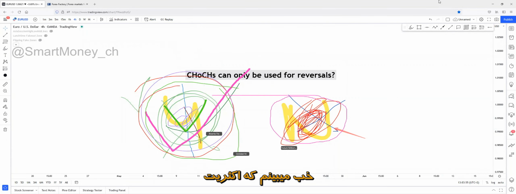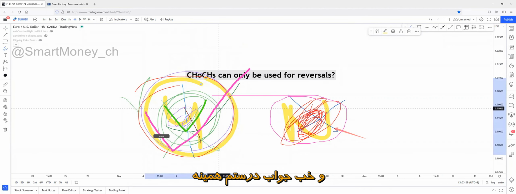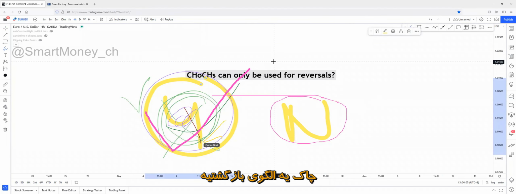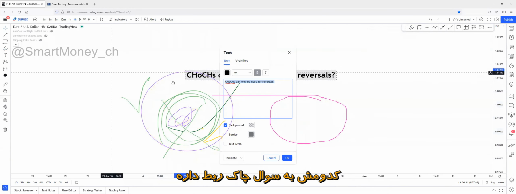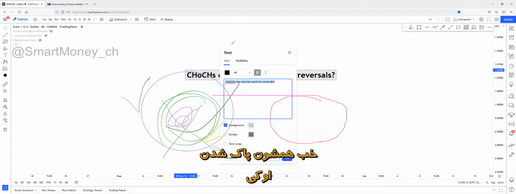Okay. So I saw that the majority of you guys have voted yes. And that's the correct answer. So change of characters can mainly be used for reversals only, because change of character is a reversal pattern. Here comes the next question, which is connected to the change of characters question. Please just remove your drawings, everyone, or I will manually remove them. Clear all. Okay.